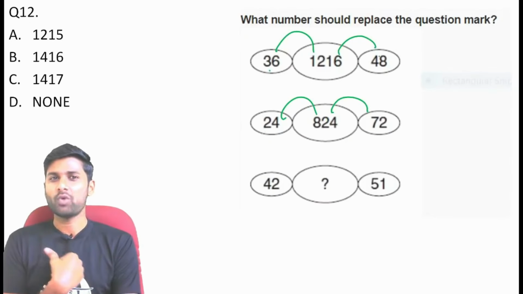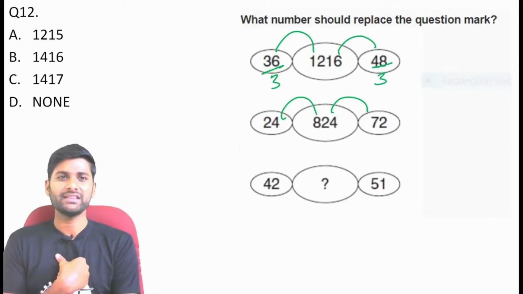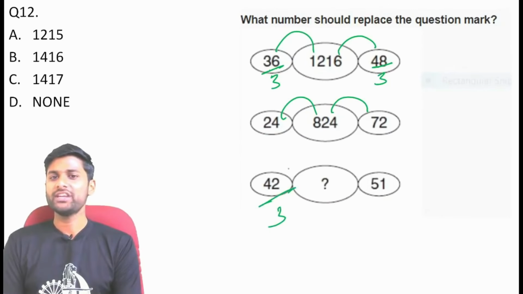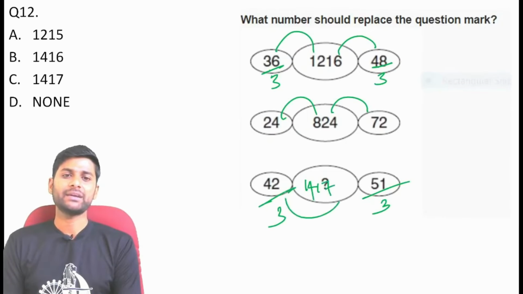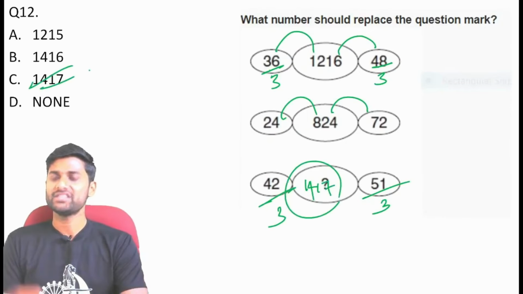Means every smaller number is divisible by 3, then you can get the resultant. Now see, 42 divided by 3, the resultant becomes 14. And 51 divided by 3, the resultant becomes 17. Then the answer becomes 1417.